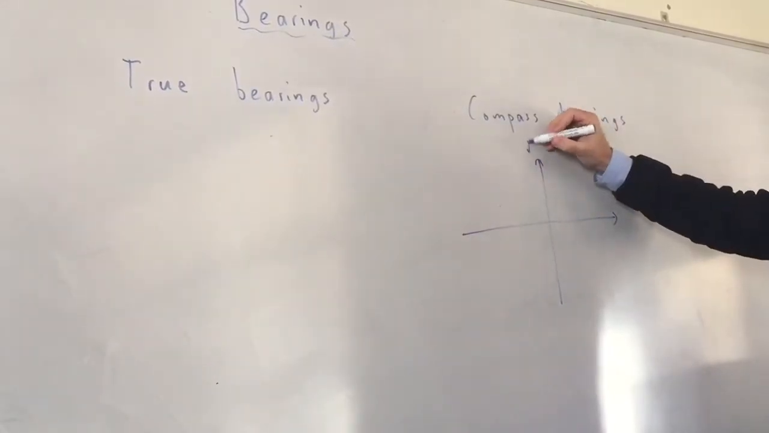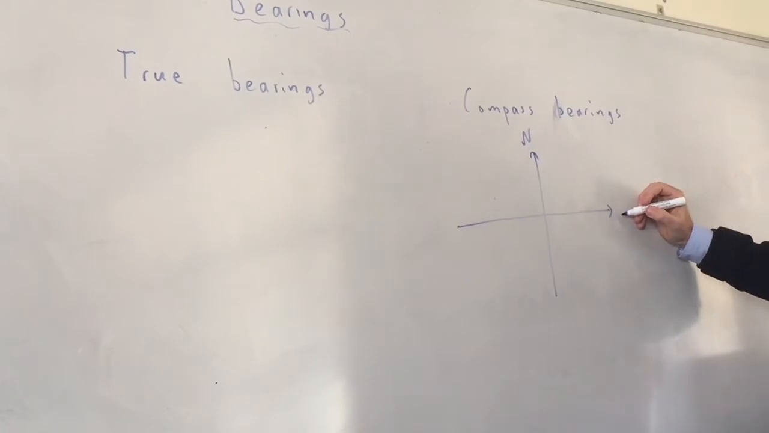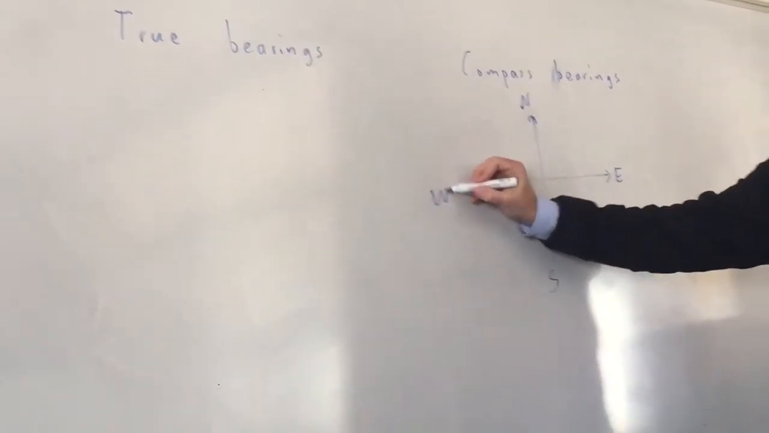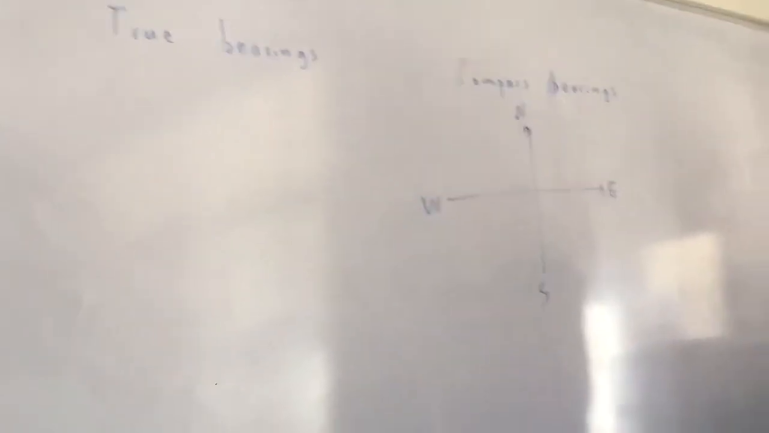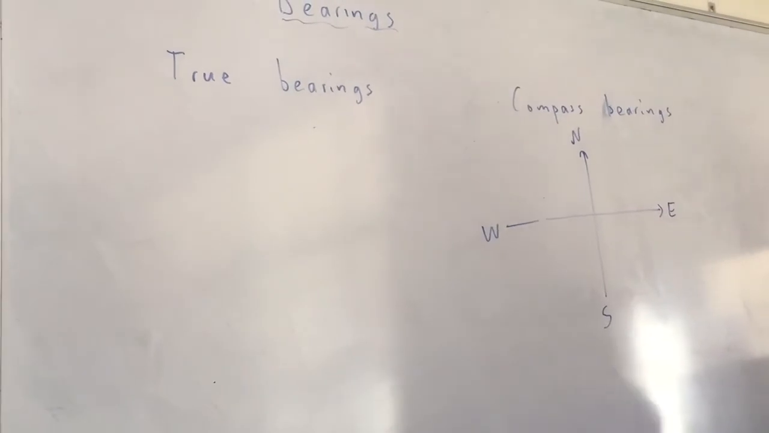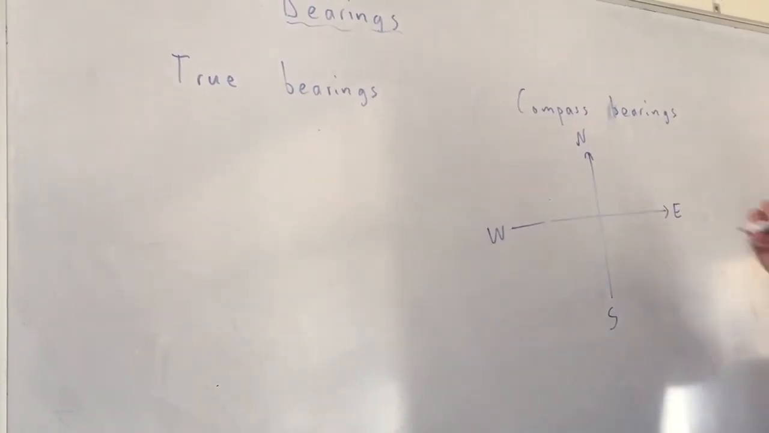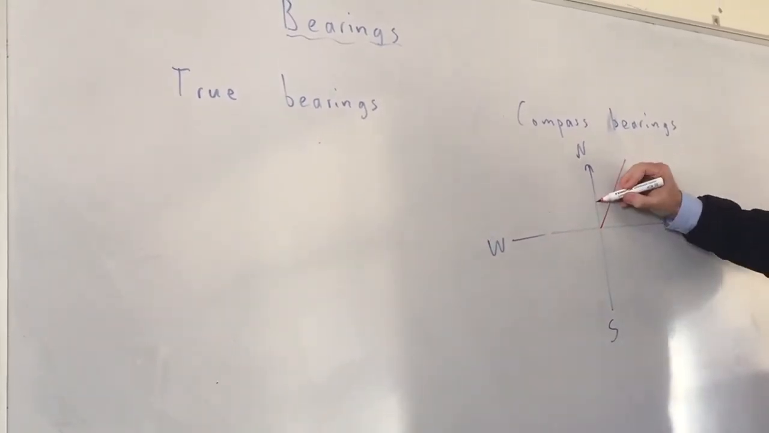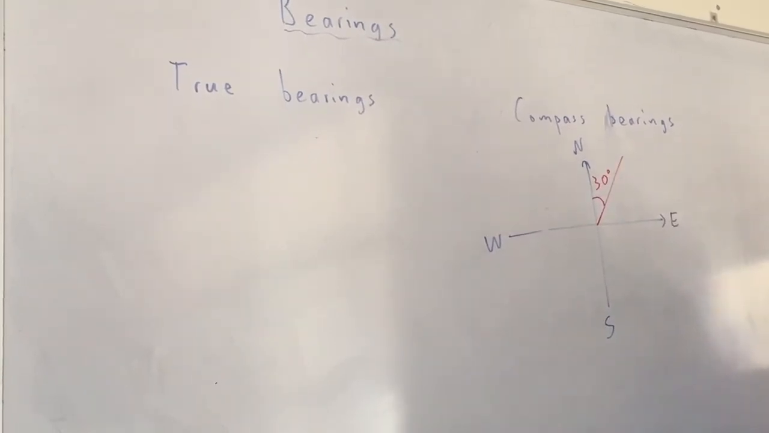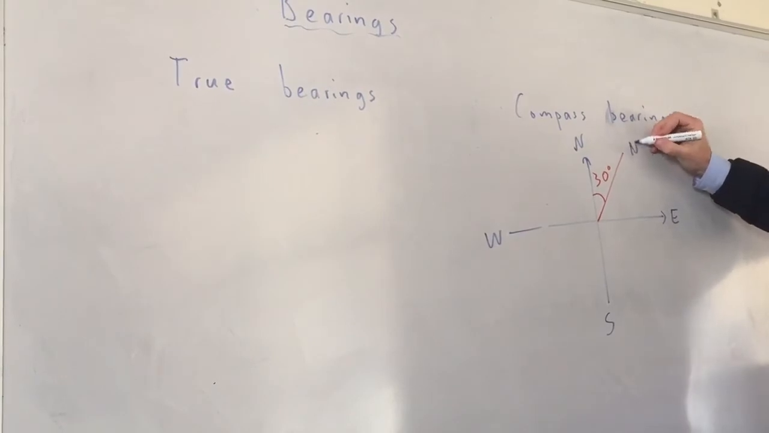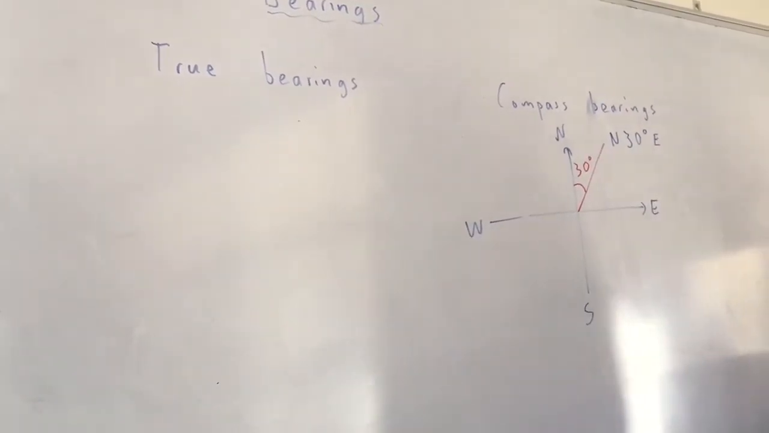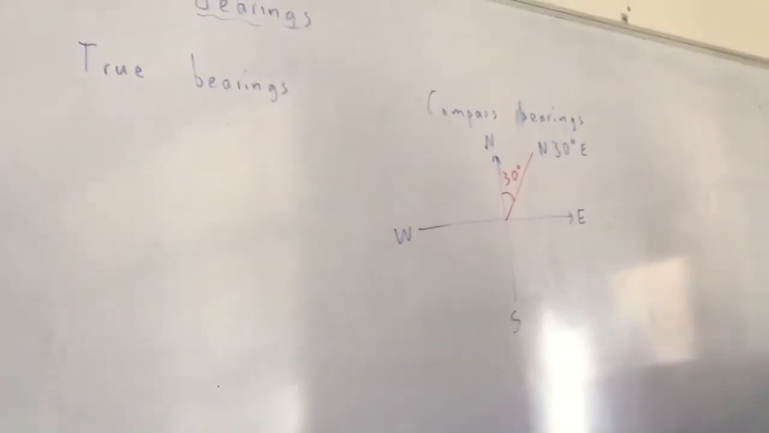So if that's north, what direction is this? East. South. West. Okay, so the way we talk about angles with compass bearings: we might have a bearing that goes in this direction, and let's say it was 30 degrees. The way we would write that bearing is north 30 degrees towards the east. So you always start at north or south and write the bearing towards east or west.